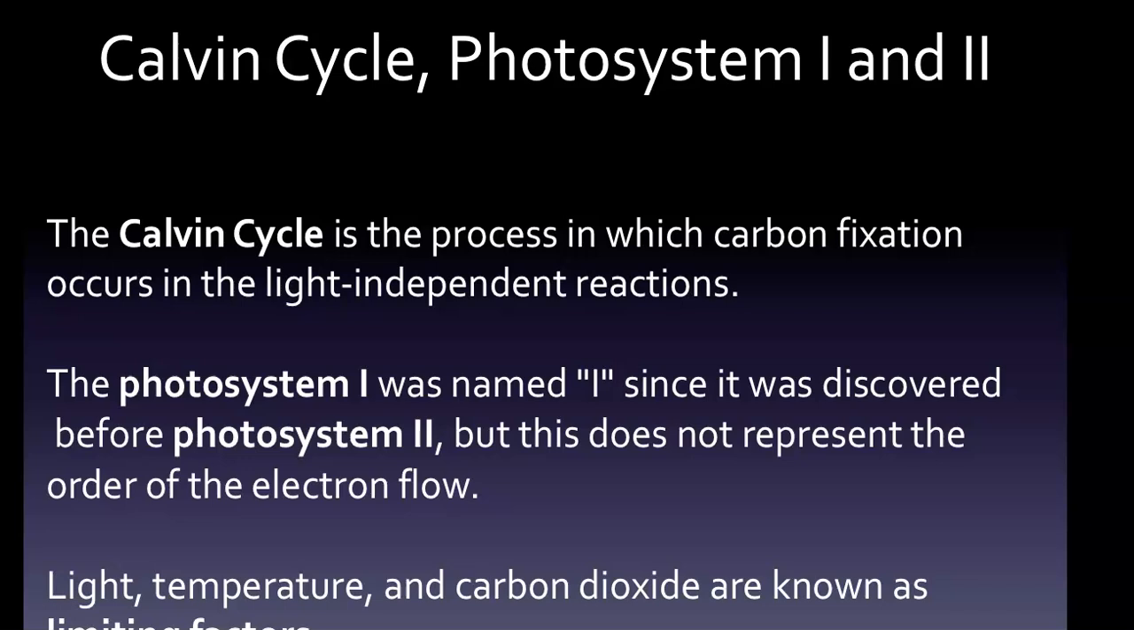Light, temperature, and carbon dioxide are known as limiting factors. So it looks like that one got cut off a little bit too. So those are the limiting factors. These limiting factors have the greatest impact on the rate of photosynthesis. Water as well as chlorophyll concentration, they're important, but are not considered a limiting factor.